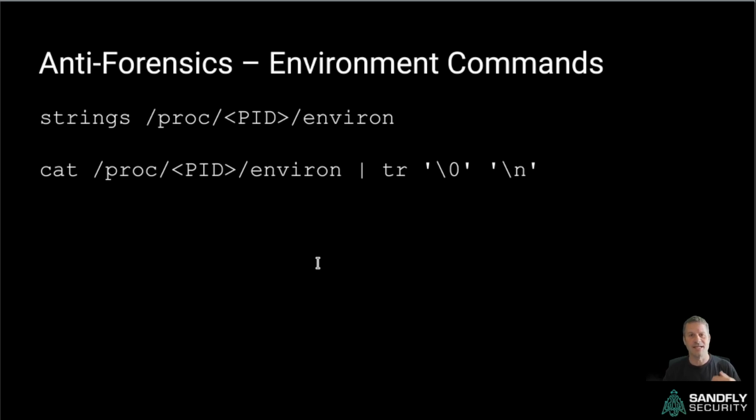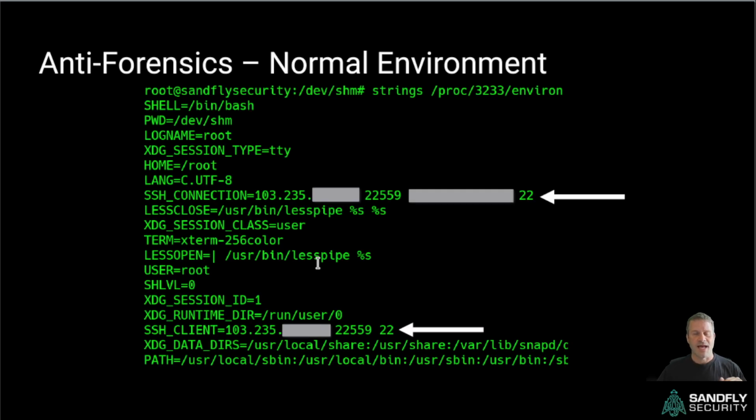But basically, we need to look at what the environment is. The environment variable has a lot of nulls in it. These two commands strip the nulls out, replace them with line feeds, and basically allow you to see what's going on. So when I logged into this system, this is what a normal process environment looks like. If you've never done this on Linux before, I highly encourage you to go take a look. I logged into a shell and my shell process ID is 3233. I ran strings on /proc/3233/environ, and it just shows you everything that's running in my process environment.